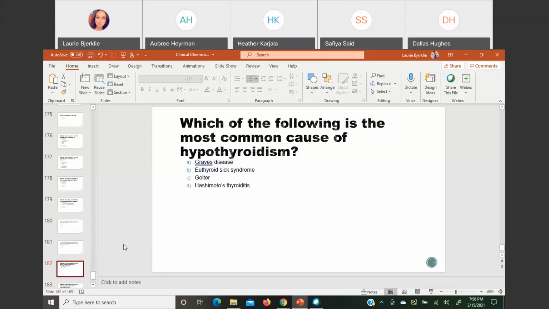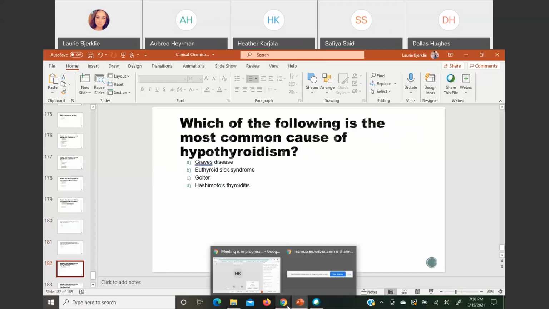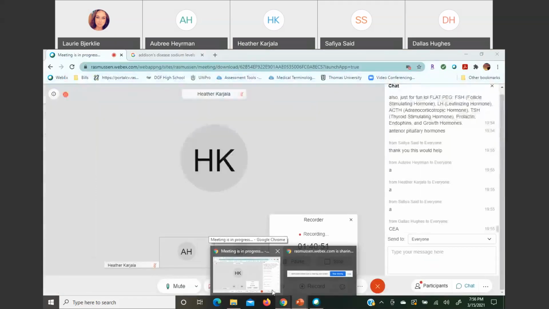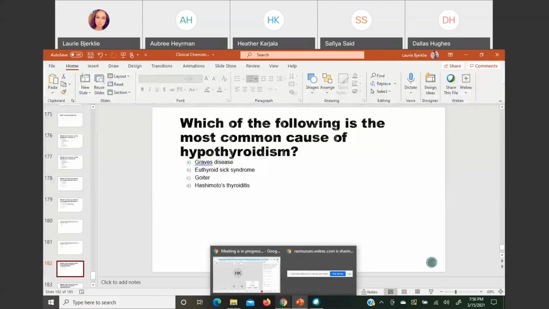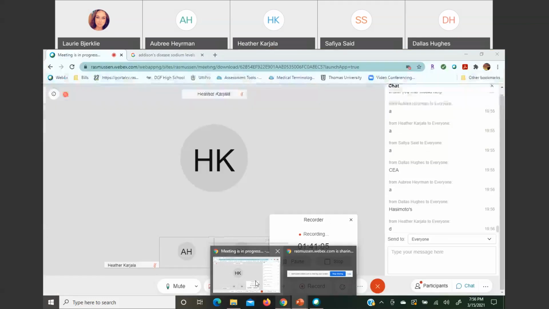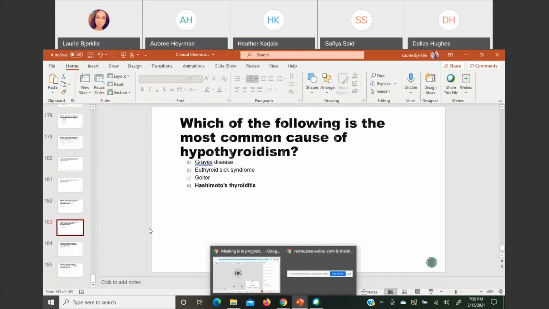Which of the following is the most common cause of hypothyroidism? Okay, I have a couple answers. Let's take a look, and it is Hashimoto's thyroiditis. So Hashimoto's is the most common cause of hypothyroidism.